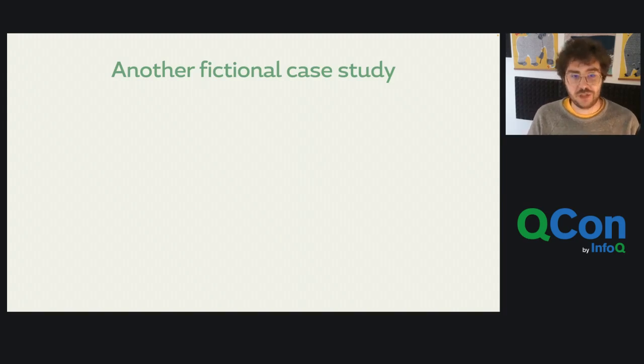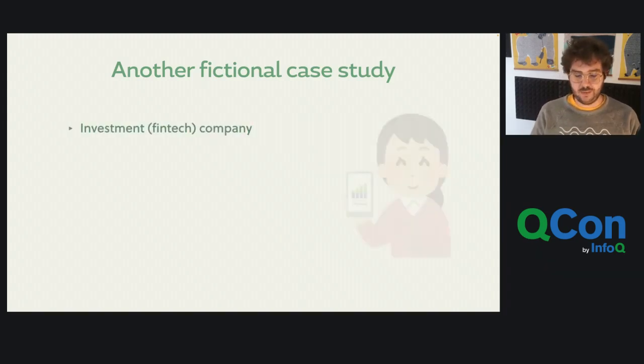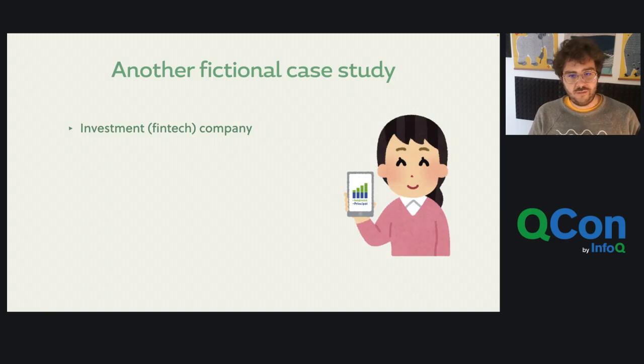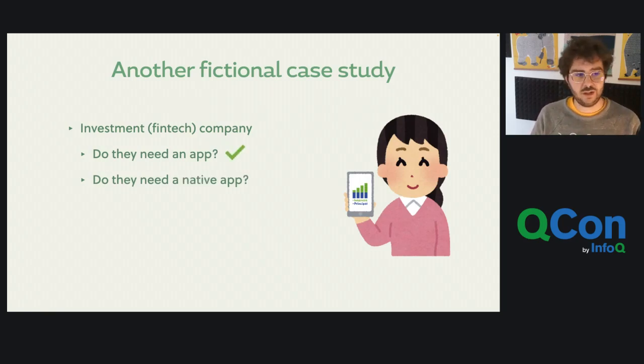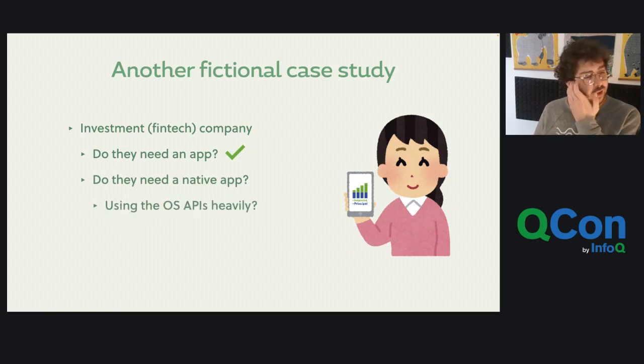Here's another fictional case study to wrap things up. So you have an investment company, it's a fintech. First consideration, do they need an app? The answer is yes, their competitors all have an app, so they do need an app. Do they need a native app though? First of all, let's look at the same criteria we looked at earlier. Are they using the OS APIs heavily? Not really. At most they will be using notifications, push notifications, but that's somewhat of a solved problem. So no, they're not.